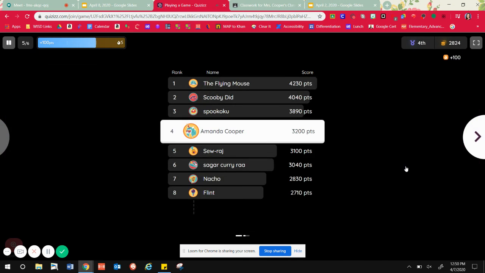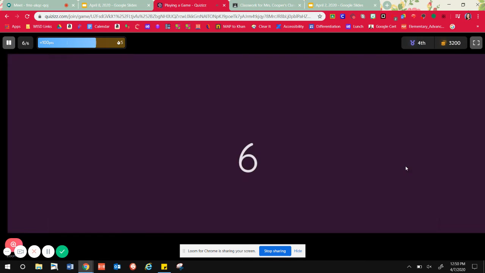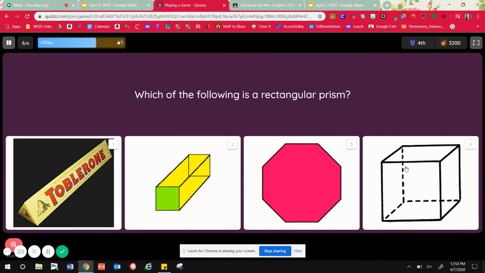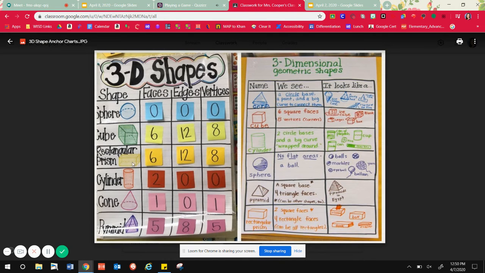All right, last question to go over together. Which of the following is a rectangular prism? Rectangular prism, 6 faces, 12 edges, 8 vertices. It has 2 square faces and 4 rectangular faces. Can be all rectangles because technically a square is a rectangle.